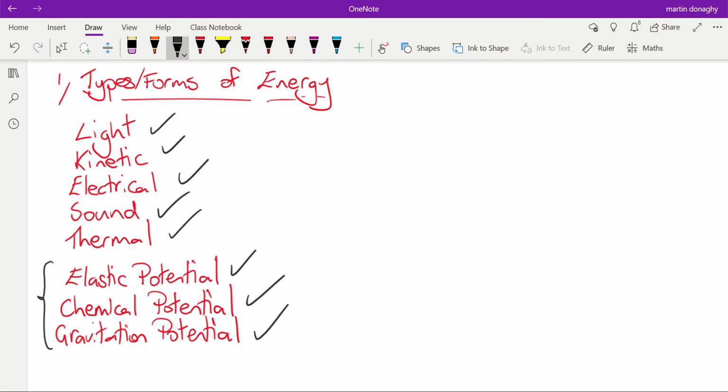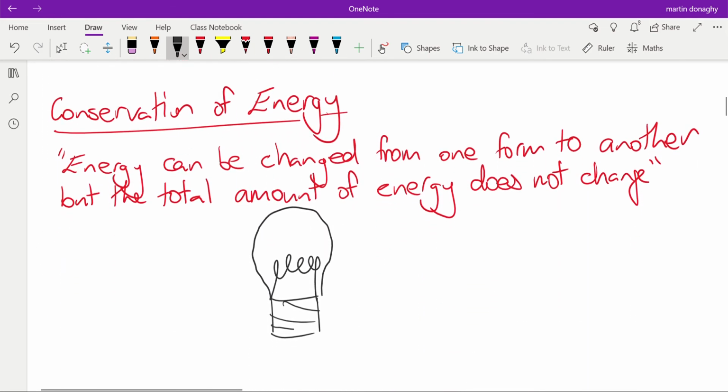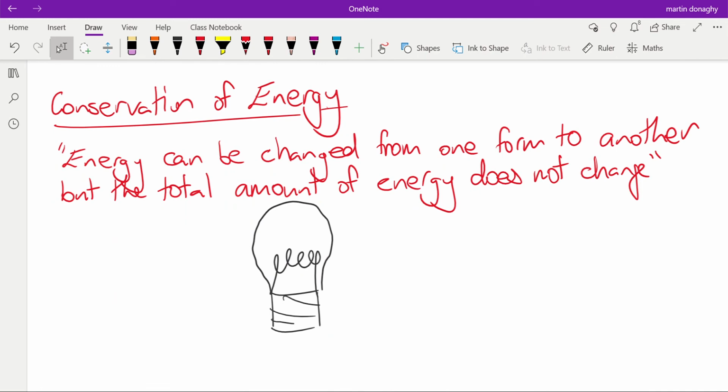Lots of different forms of energy, and they all obey this rule, which is the conservation of energy. Notice it is conservation of energy, not conversation of energy, which is often written in exams. And this just says that energy can be changed from one form to another, but the total amount of energy does not change. That is straight from your syllabus, and you should learn that statement and be able to repeat it in an examination. Another way of saying this is energy cannot be created or destroyed. It can only change form.